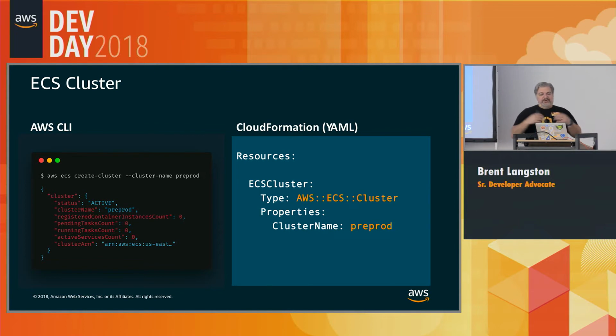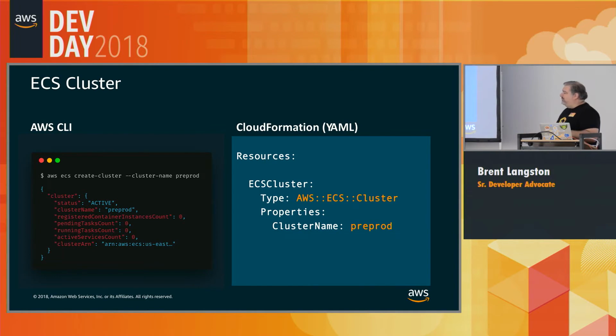So building your ECS cluster, again, the command line way, AWS ECS create cluster, or the CloudFormation way, ECS cluster, and then you just give it a name, pre-prod, if that's what you want to name things.